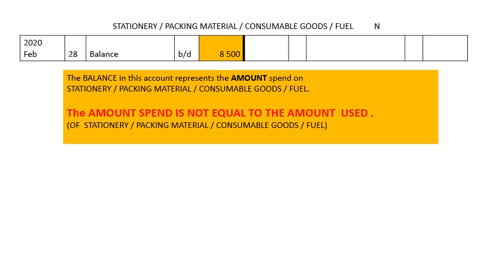represents how much money we've spent on stationery or packing material or consumable goods or fuel. That amount does not equal the amount of that expense that we've used. So if we buy stationery for 8,500 Rand, that does not mean that we've used all of that.